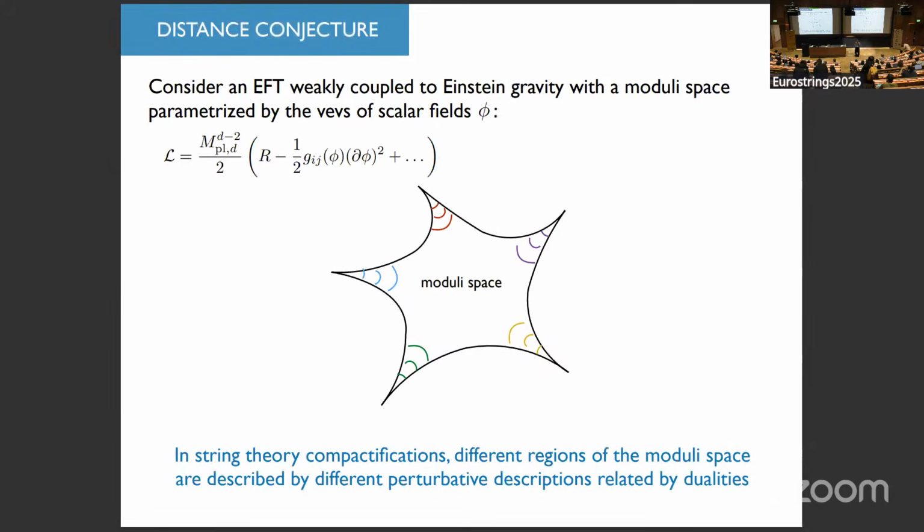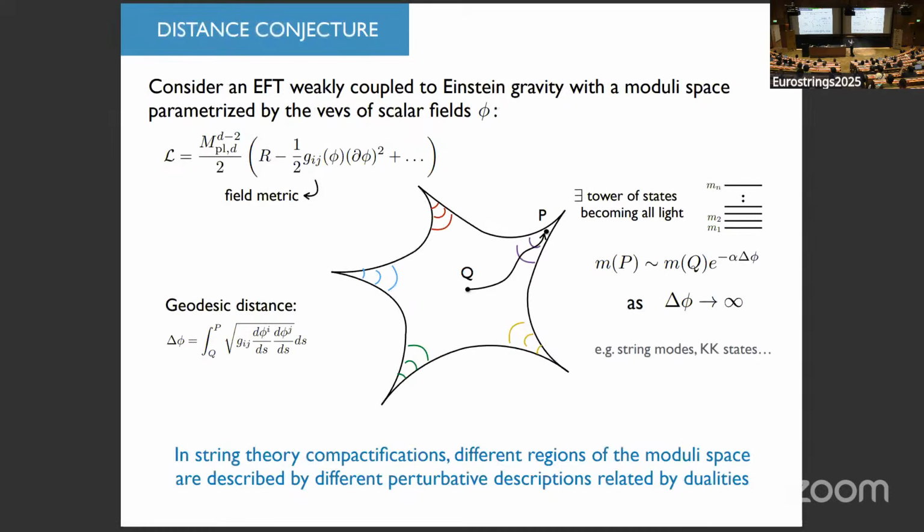And when these EFTs arise from string theory, there is a very typical feature that we learn, which is that different regions of the moduli space are described by different perturbative descriptions of the theory, which are related by dualities. It's one of the first things we learn in string theory. And this implies that when we move to different regions, the degrees of freedom that are light and become fundamental are different. And this happens in a very particular way.